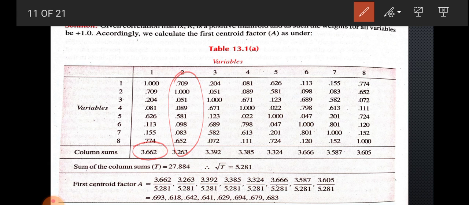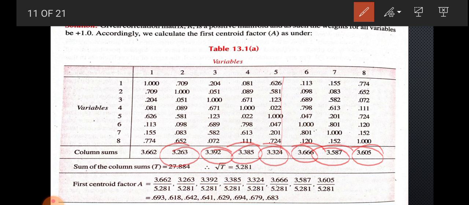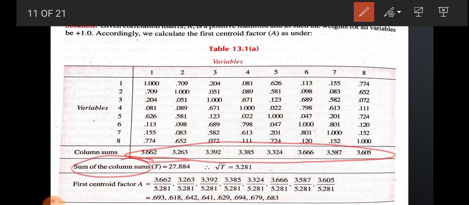Column sum is 3.662. Then this column sum is 3.263, 3.392, 3.385, this sum is 3.324, then 3.666, 3.587, 3.605. So what will happen? The sum of the column sums, that is all these column sums together, is 27.884. Okay, and if you take the square root of this, then it is 5.281.